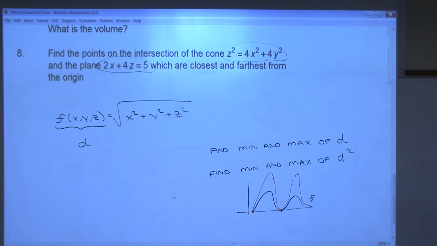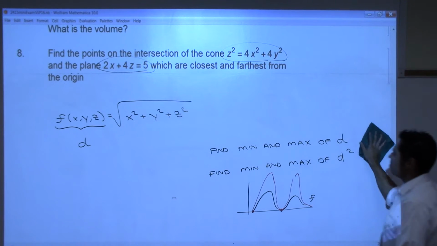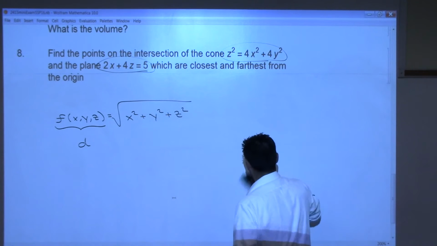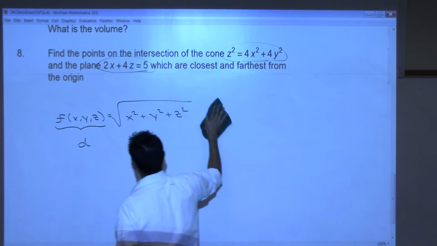All right. How many of you had seen that before? D squared? Okay, that can save you in a lot of situations where you're trying to find the maximum of a function.